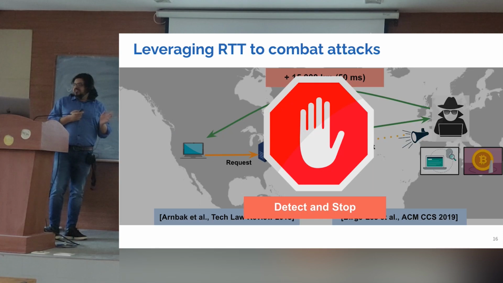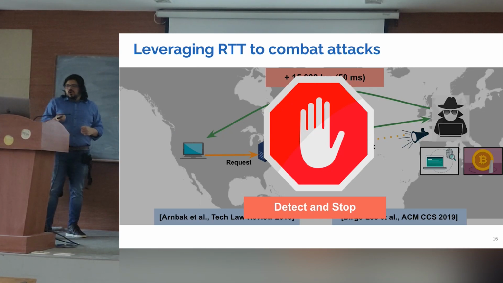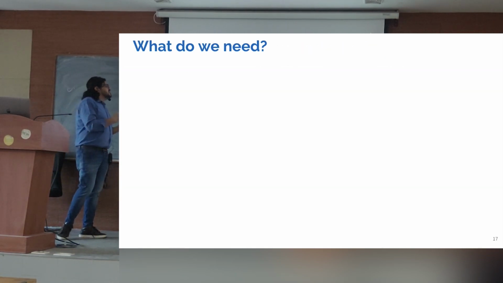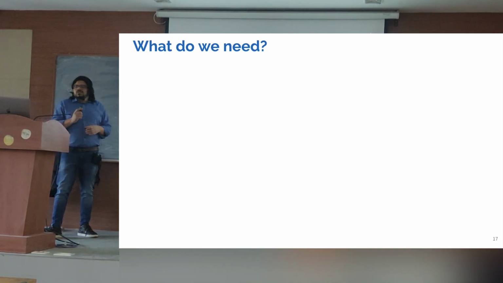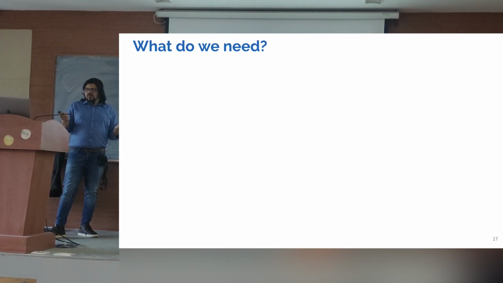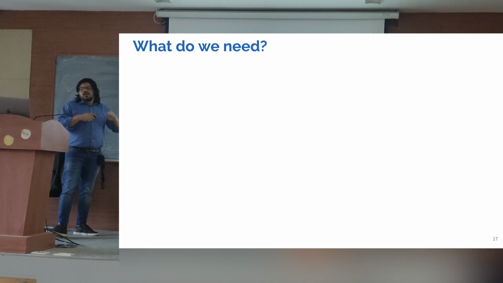So can we use this? Wouldn't it be nice if we could use this information to detect and stop attacks of this nature? So what do we need to do this, right? And this is actually one example of what RTTs can do. It's not the case that RTTs can do only this, but this is, I think, a very compelling example of why RTTs might be important.